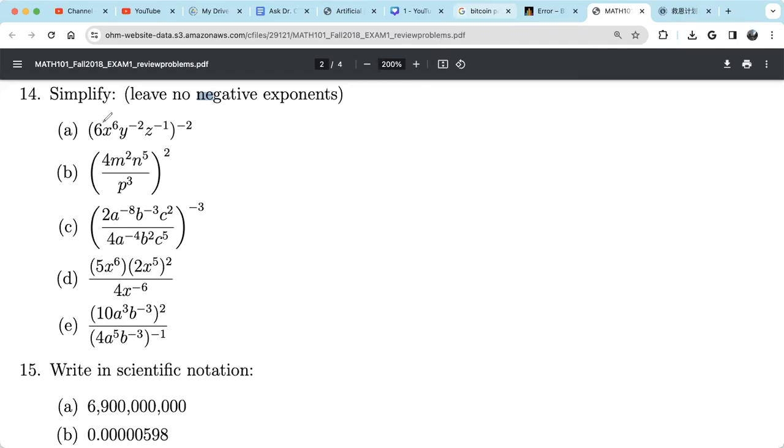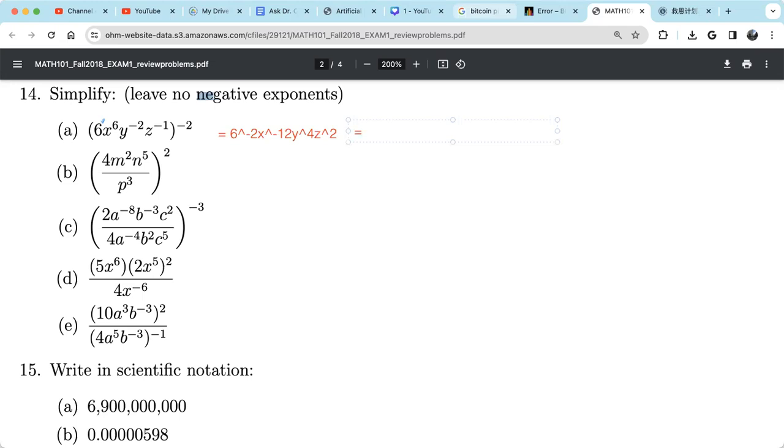The exponent of 6 is 1, just by default, right? So we multiply -2 with each one's exponents. So that will be 6 raised by -2. The x raised by 6 times -2, -12. Then y raised by -2 times -2, +4. Z raised by -1 times -2, +2. Right? But our answer cannot leave a negative exponent.